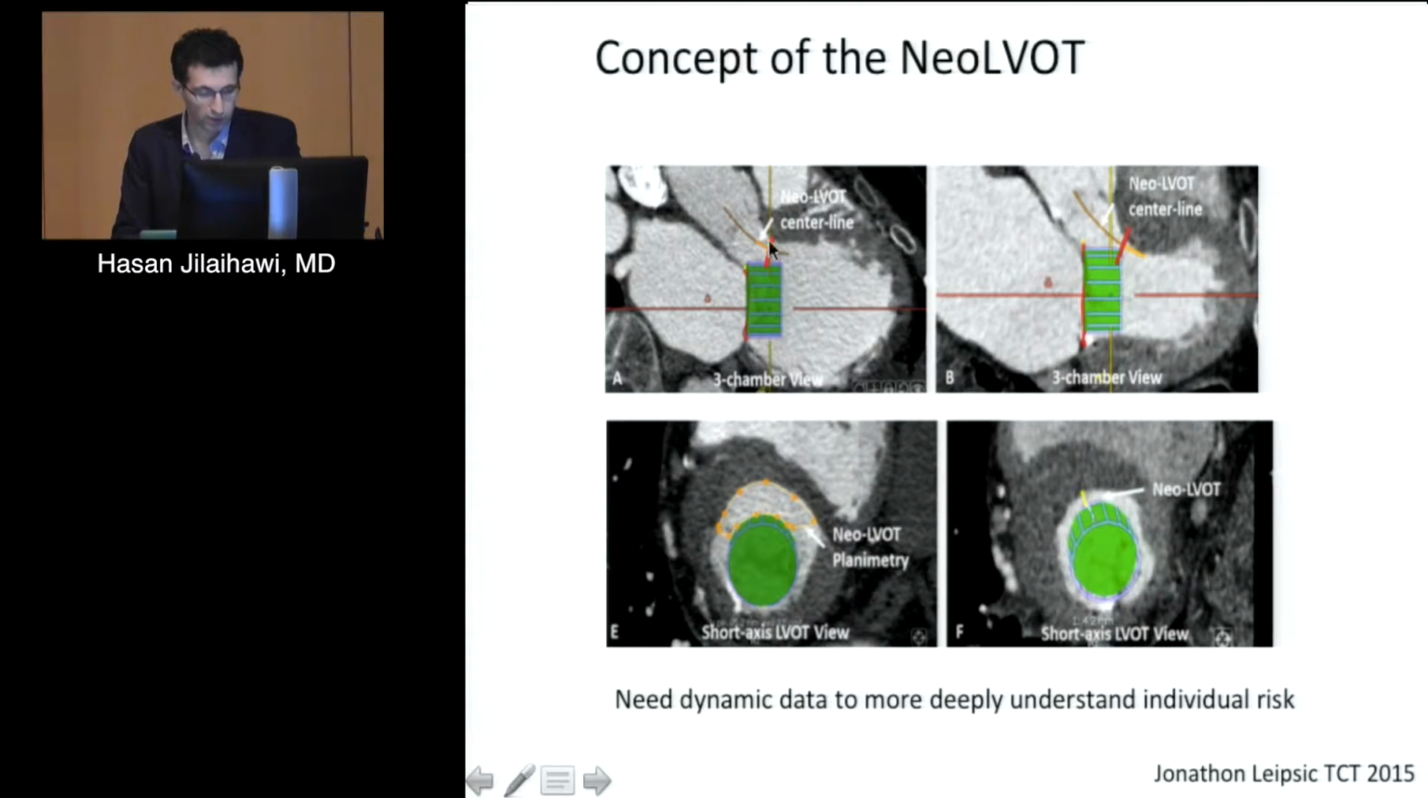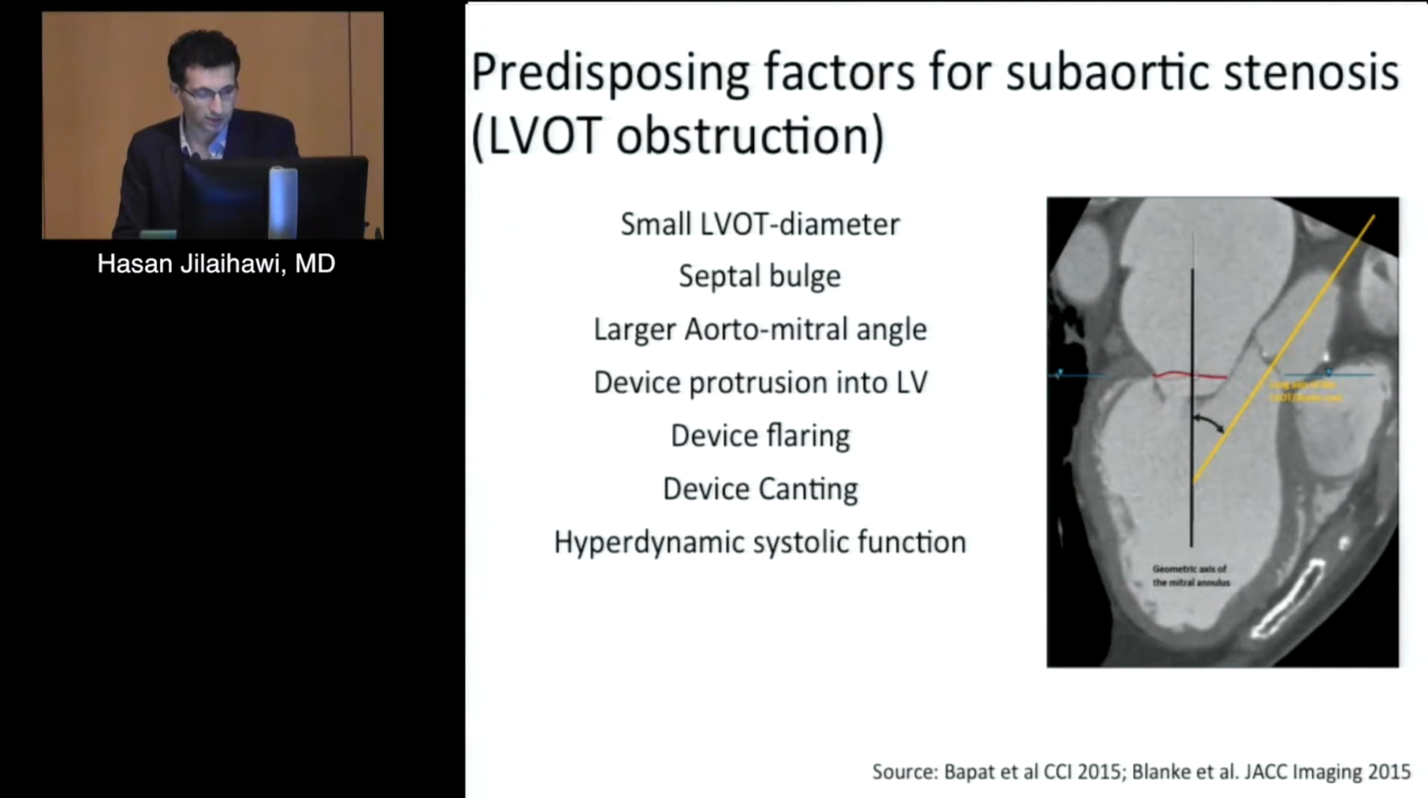Although we know that the aortic annulus is most relevant to be assessed at around 20% of the cardiac cycle, we think so far that assessing neo-LVOT obstruction is best at around 40%, later in systole. These are the predisposing factors we know so far: small LVOT diameter, septal bulge, larger aortic mitral angle, device protrusion, flaring, device canting, or hyperdynamic systolic function.